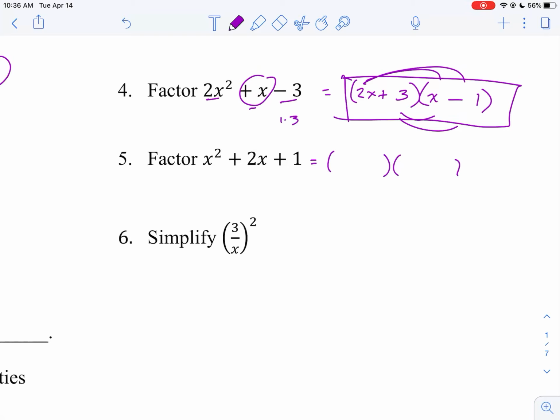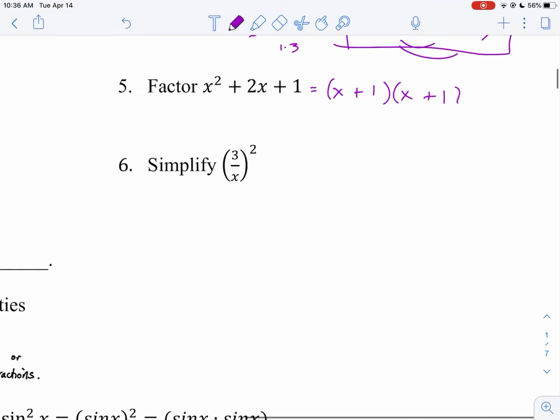Here, x squared plus 2x plus 1. We can see no common factors, so I'm going to try to factor it as a product of 2 binomials. I've got x squared, so that's x times x, and to get 1, plus 1 plus 1. And you could test it out, but you see the middle term does work out to give me 2x.